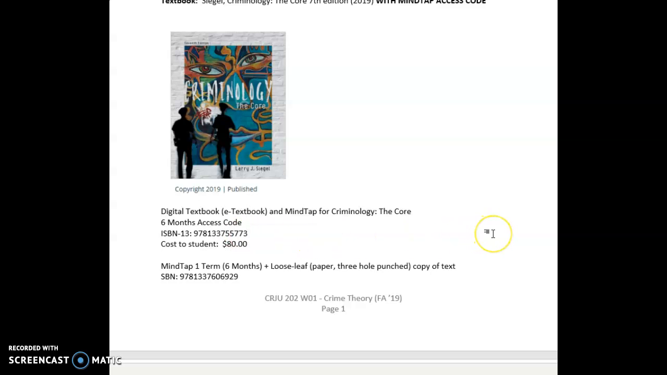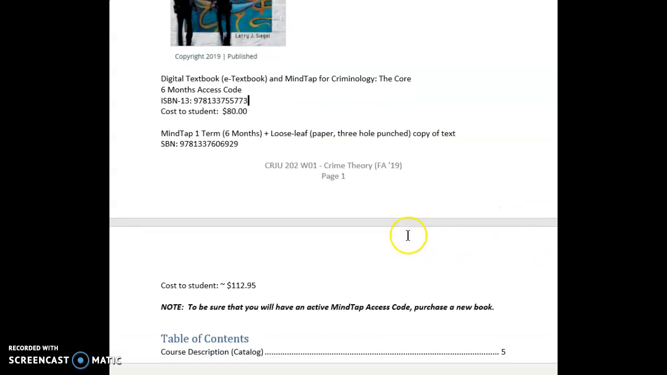If you are like me and need to have both a paper and an electronic copy, that option is available to you. The paper version is a loose leaf, so you'd have a notebook with all the pages, colored pages, as they appear in the textbook, and you would have online access through Blackboard. That option uses this ISBN number, ending in 6929.